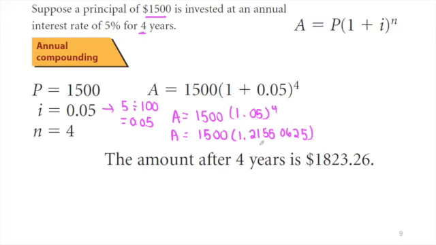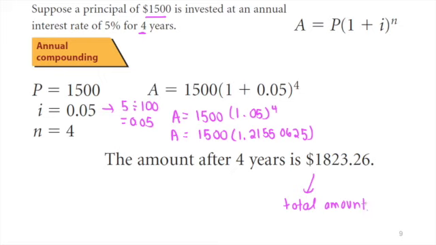And then you're going to multiply those and it will give you approximately 1823.26. So your final amount will be $1,823.26. That is your total amount.